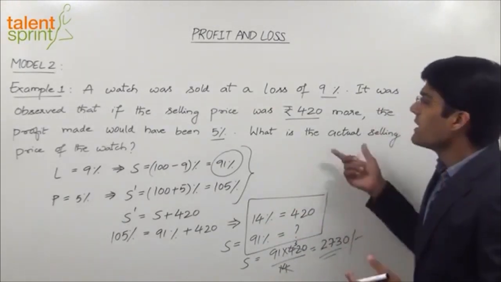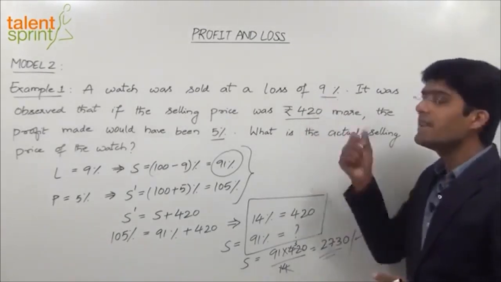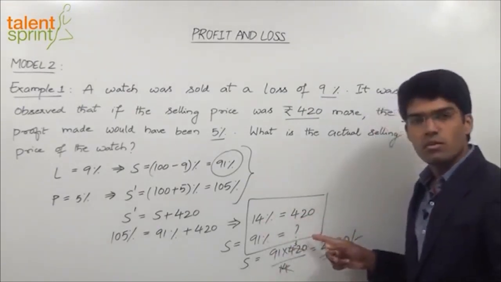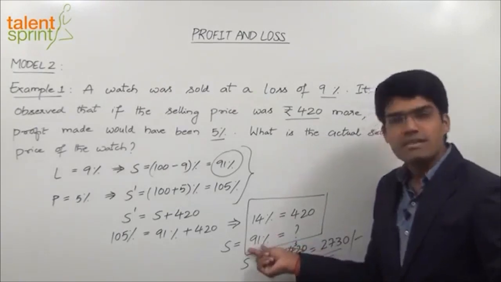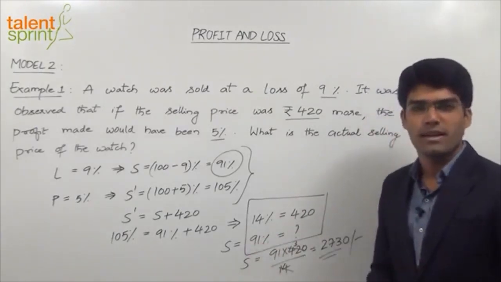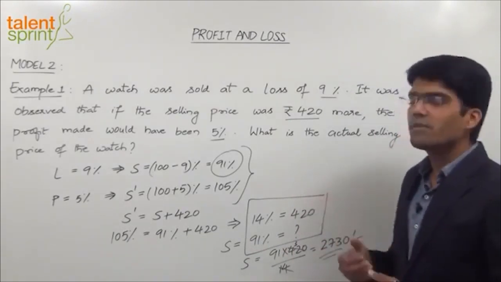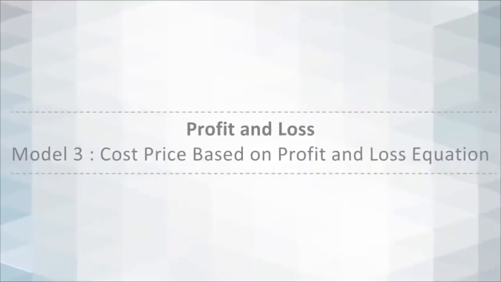And likewise, if the question says what is the loss made in the original case, we know that loss made is 9%. So if 14% is 420, 9% is equal to what? And likewise for any other question, we just need to know what is the desired percentage and cross multiply to find out the required answer. So always try to follow the concept of percentages for solving these type of questions so that we can get the answer in just one step.